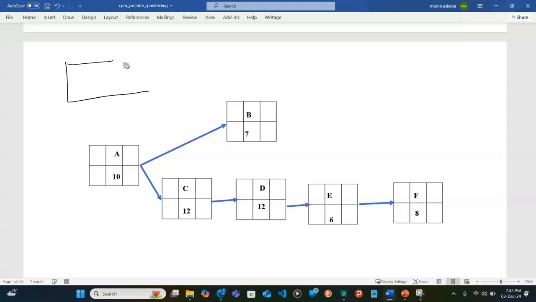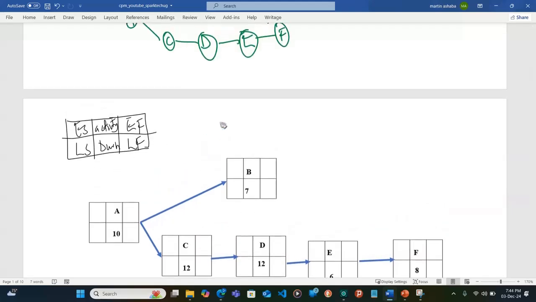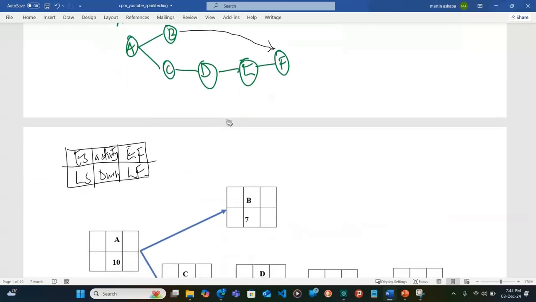Remember, we have something like this. So here you have activity and you have the duration. Then you have the earliest start time, earliest finish time, latest start time, and latest finish time. So once we do that, we know that the earliest time, that is actually the earliest time that we can start.